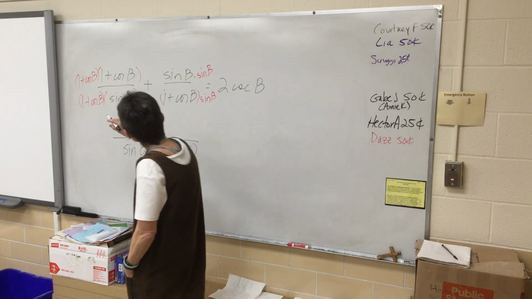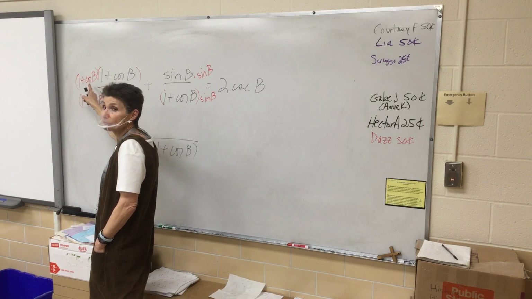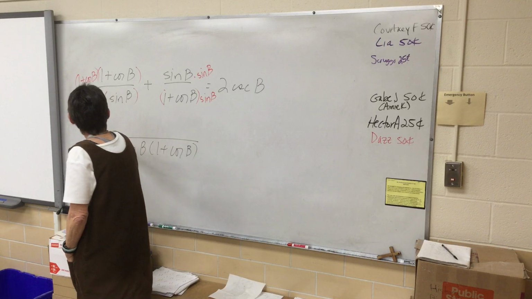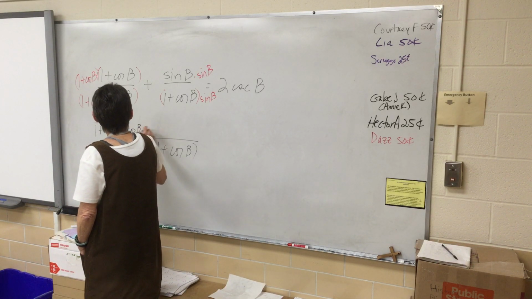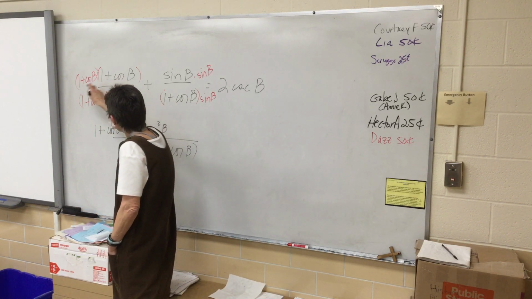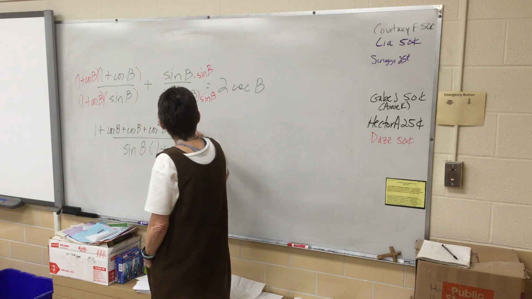So I can work on my numerators. What am I going to do here? Foil. That's a foil, right? So that's going to be 1 plus cosine plus cosine squared. That's all that. And then I got a plus sine squared.